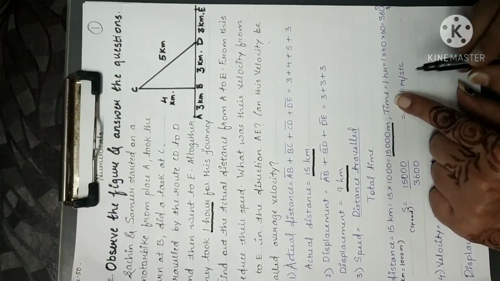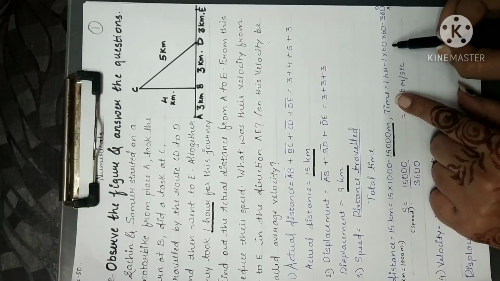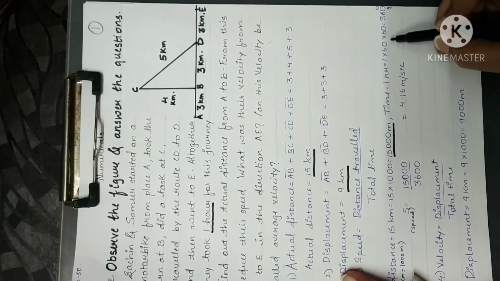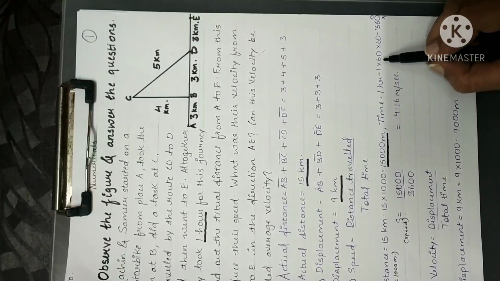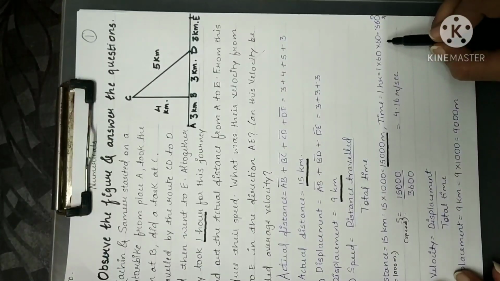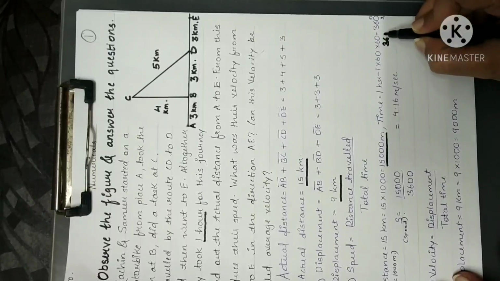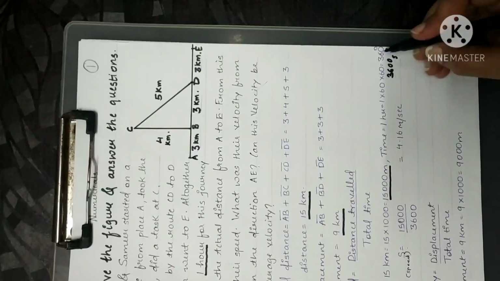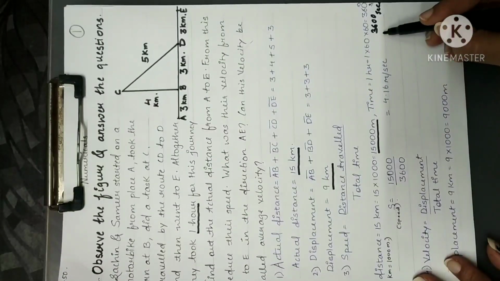And time. Time is 1 hour. Means how many seconds? 1 hour is equal to 60 into 60, means 60 minutes into 60 seconds. So 60 into 60 is 3600 seconds. Time we got 3600 seconds.